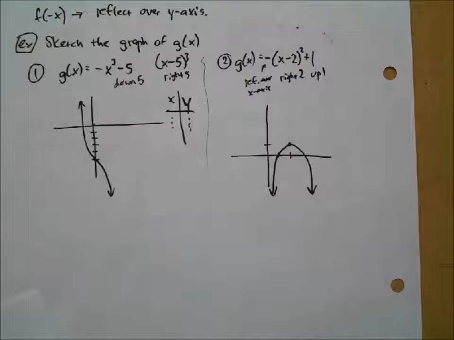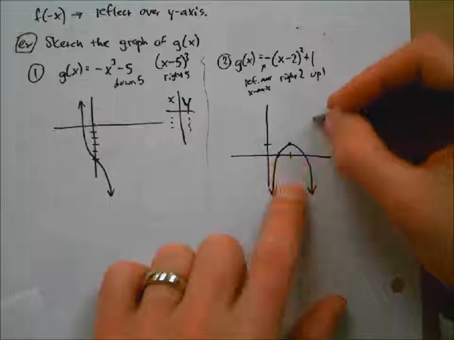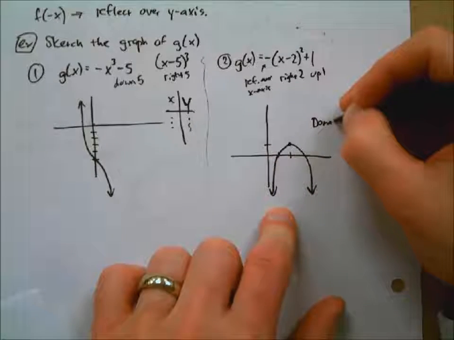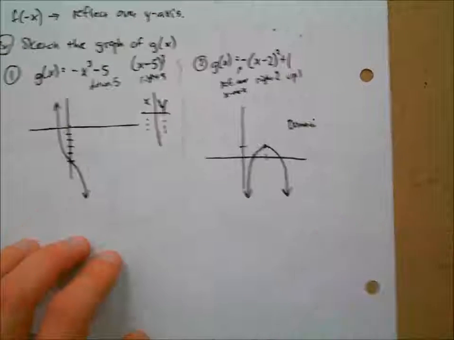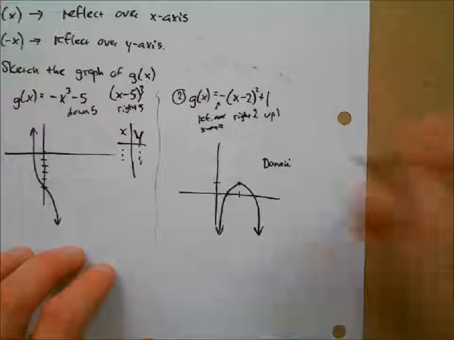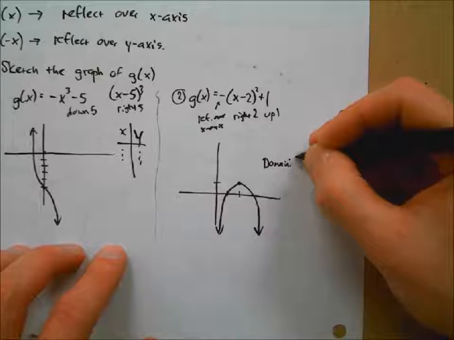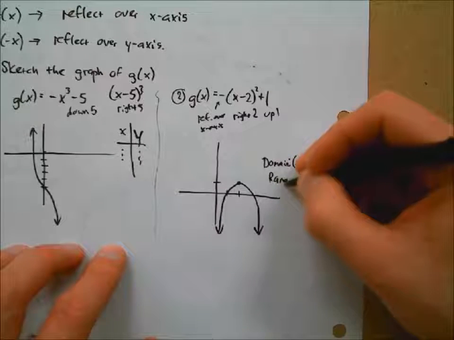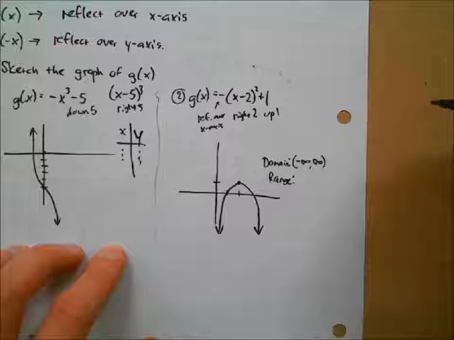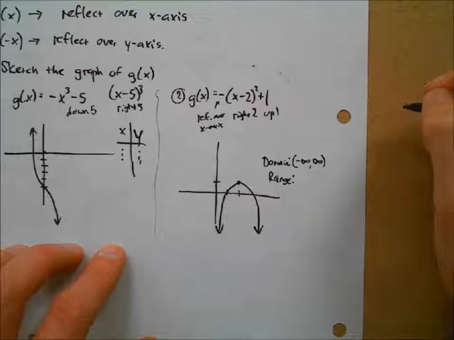Okay. By the way, what would the domain for this be? Negative infinity to positive infinity, right? We're going to hit all the x values there. So yeah, negative infinity to infinity. That's right. Will the range be negative infinity to infinity? No. What will the range be then? Negative infinity to 1. Okay.